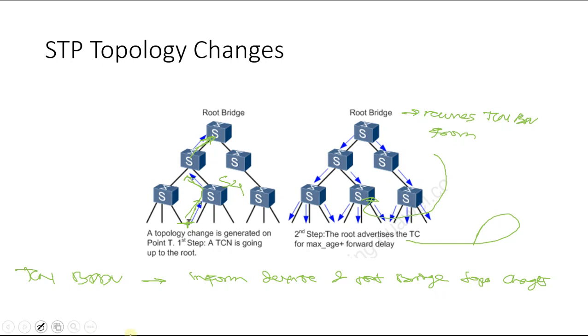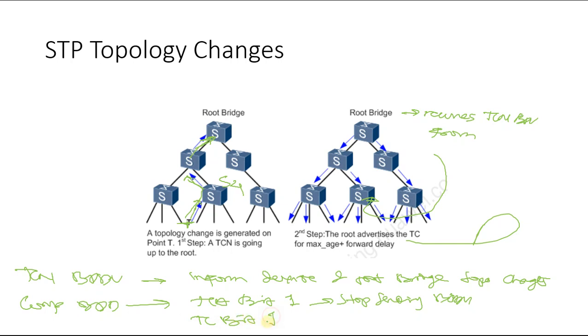So for the summary, the configuration BPDU: the first is the TCA bit set to 1, to instruct the downstream device to stop sending TCN BPDUs. And the second is the TC bit set to 1, to instruct the downstream device to delete the MAC address entries. In this manner, like I said before, fast network convergence is achieved.